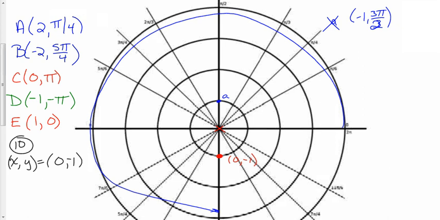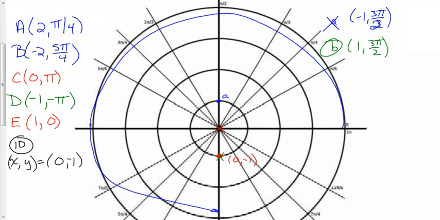Let's move on to B. B is at 1, comma, 3 pi over 2. So again, I follow this blue 3 pi over 2 all the way around, and then I go down 1, and that ends up putting an X right on the spot. So that is the same point as rectangular 0, -1.